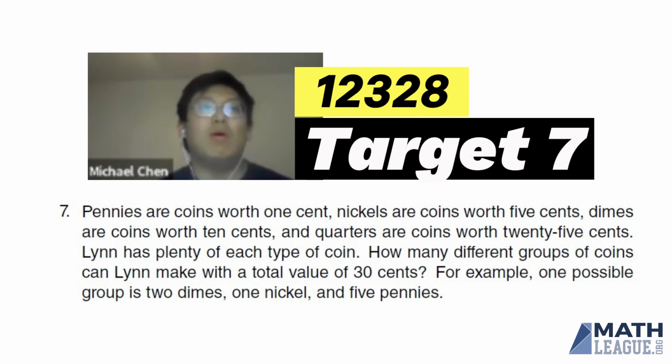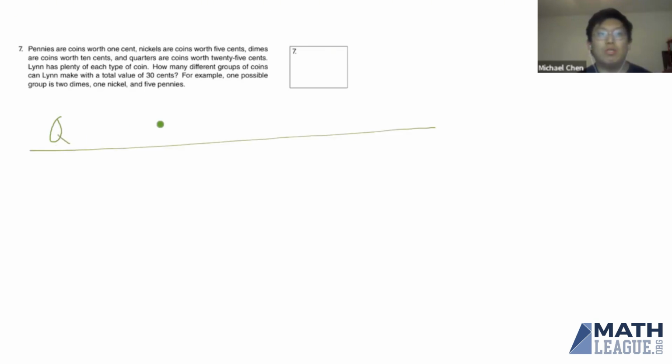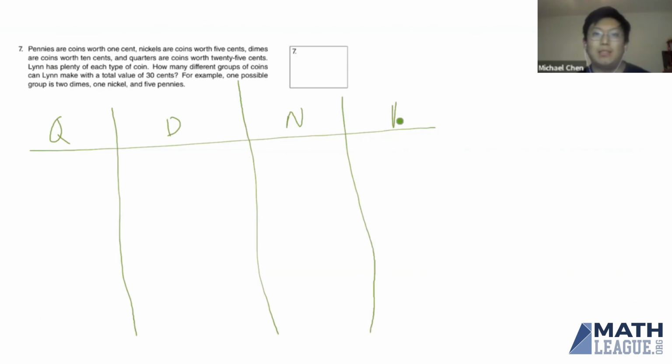For example, one possible group is 2 dimes, 1 nickel, and 5 pennies. So to figure this out, we're going to make a chart or a table. And what we're going to do is pick the number of quarters, dimes, and nickels, right? And then all of the rest of the cents have to come from pennies, because there's no other way to do it.